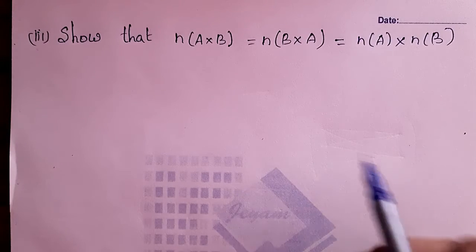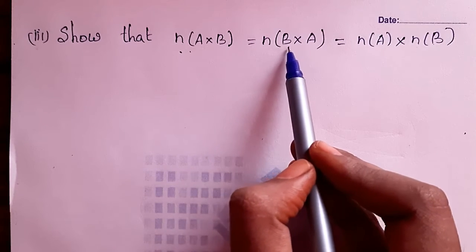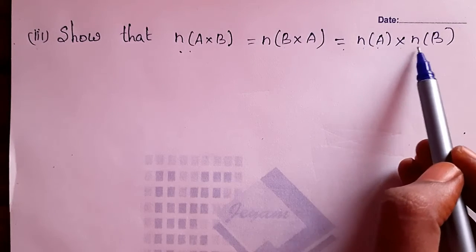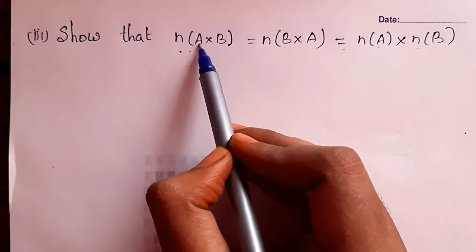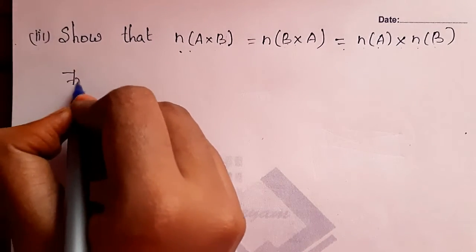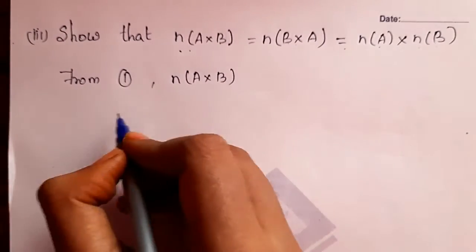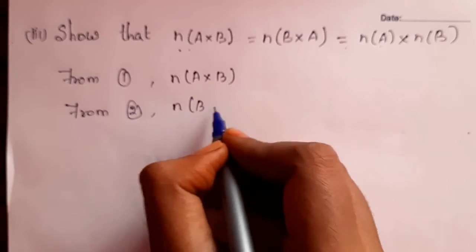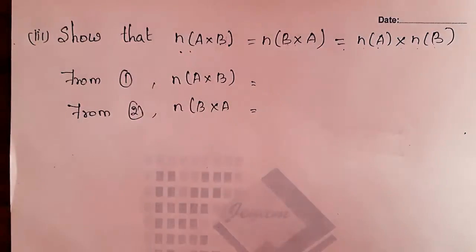Third part: show that the number of elements in A cross B is equal to the number of elements in B cross A, that is equal to the number of elements in A times the number of elements in B. Already in the first part we found A cross B and B cross A. So from equation number 1 I can find the number of elements in A cross B. From equation number 2, I can find the number in B cross A.